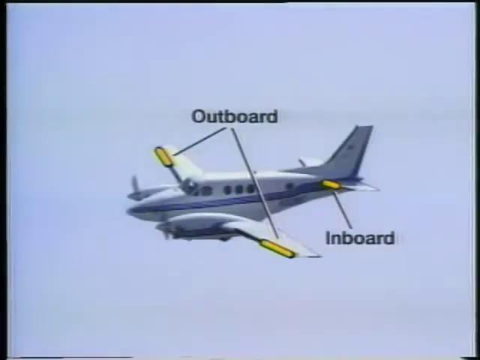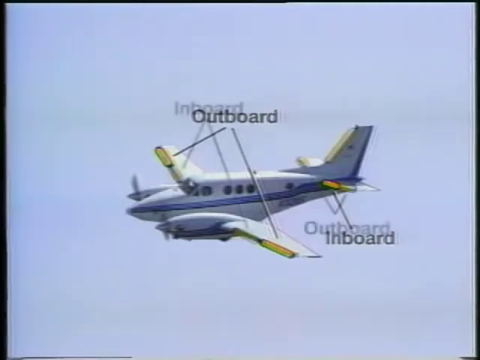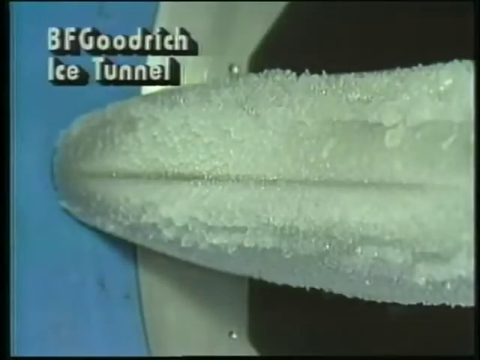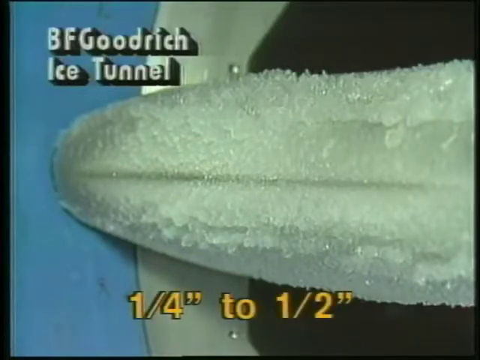The regulator ensures the boots don't overinflate. It also may alternate the inflation and deflation of various sections of each boot to minimize the disruption of the airflow caused by the inflation of the boots. While you should follow the manufacturer's recommendations as to when to operate the system, the general procedure is to allow 1/4 to 1/2 inch of ice to accumulate before activating a pneumatic system.